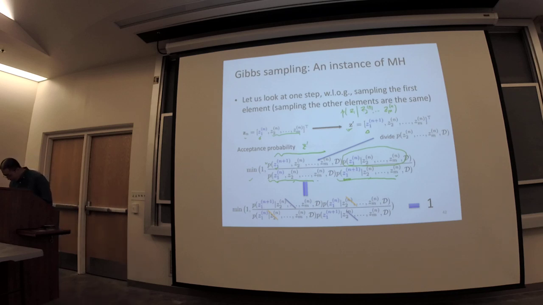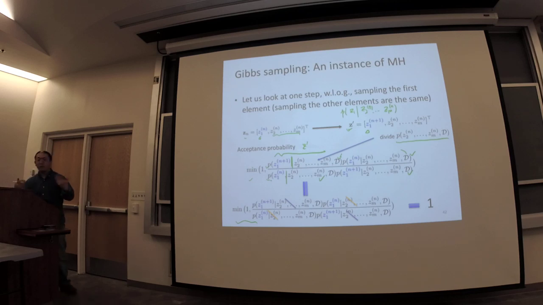Then we can observe that, look at the joint probability here. In the denominator and numerator, I have the joint probability on the new sample and the old sample. If I divide both joint probabilities by the marginal probability of z2 to zm and D, what will happen? If you divide the first part by z2 to zm and D, you actually move the conditional part here, right? And the second part, you move the conditional part here. So now, surprisingly, we find that this term will coincide with this term, and this term will coincide with this term. So they'll cancel. That means this acceptance probability is 1.